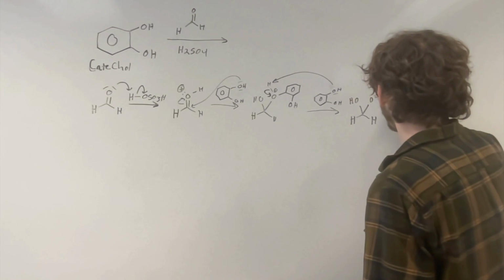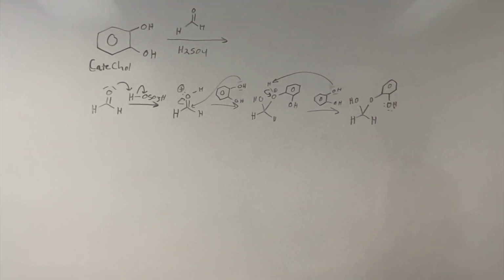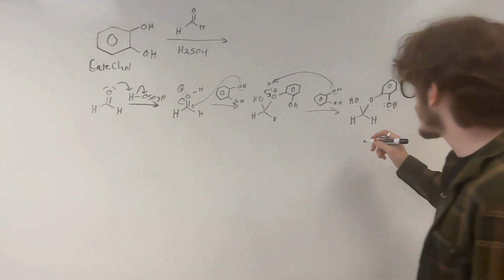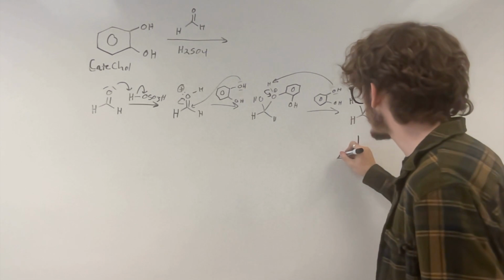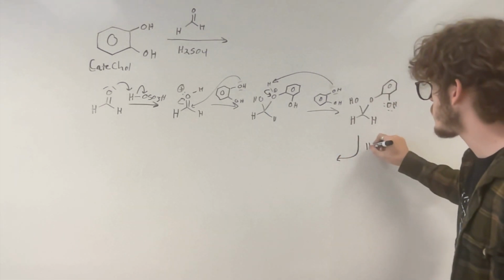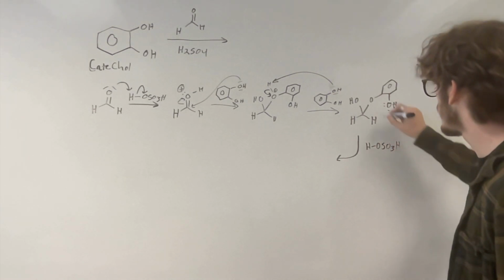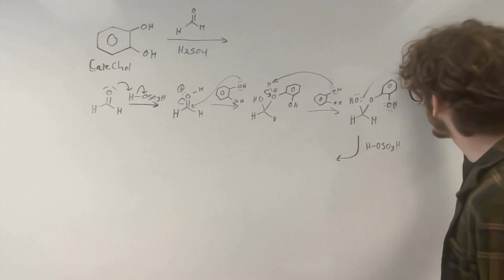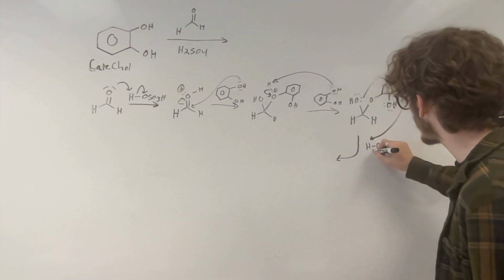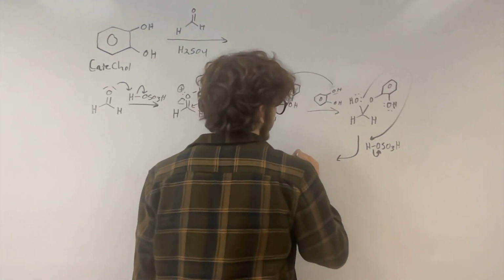Now, this is a hemiacetal so far. The hemiacetal is right there. So the next step is to make a full acetal through the removal of this group. So simply H2SO4 comes right back to provide a proton, and we're going to get the following compound.